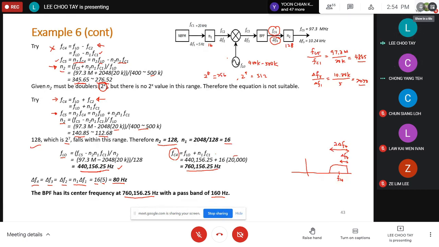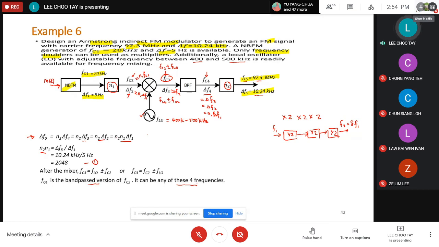Okay. Yes. When you're asked to design an Armstrong FM modulator, basically what you need to do is identify what is your N1, what is your N2, and what is the FLO. You also need to identify what kind of bandpass filter you need. The block diagram is the same.